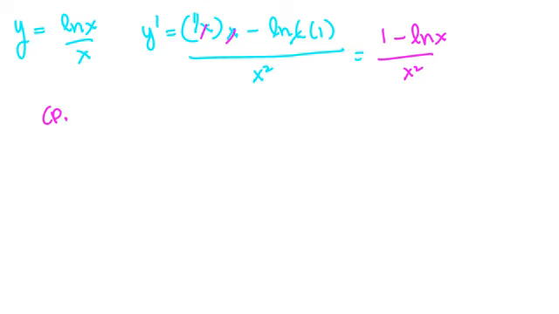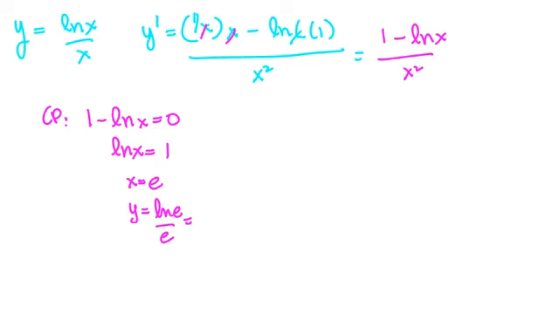So the critical points are where the derivative does not exist, and it doesn't exist at x equals 0, but that's not in the domain. The other critical point is where the derivative is 0, so where 1 minus log x equals 0, which is when log x equals 1, and that means when x equals e. So when x equals e, I've got a critical point, and when x equals e, y equals log e over e, which is 1 over e.